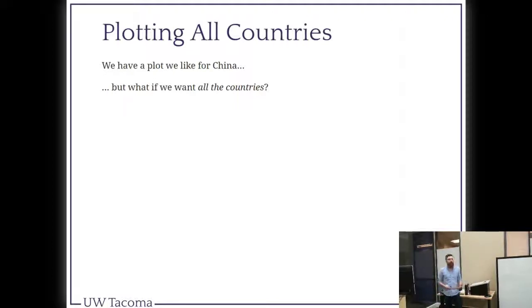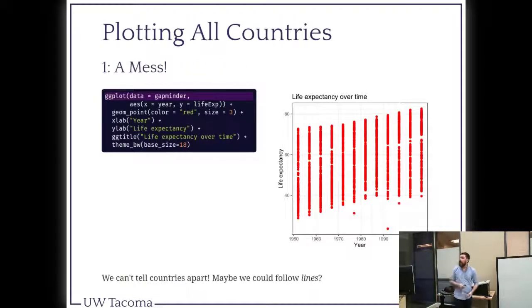But what if I wanted to plot all of the countries in the data set, not just China? The only thing I changed here is that instead of data equals China, I said data equals gapminder. All the data. We're going to get this mess. Everything else about the plot is exactly the same, but now because we don't just have China, we're going to get all the data points plotted like this.